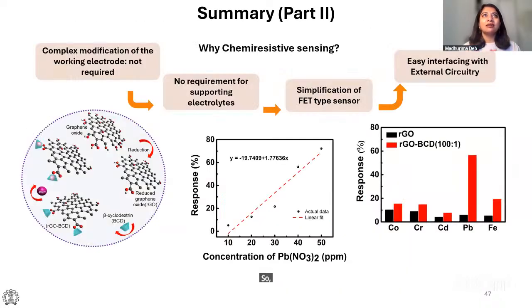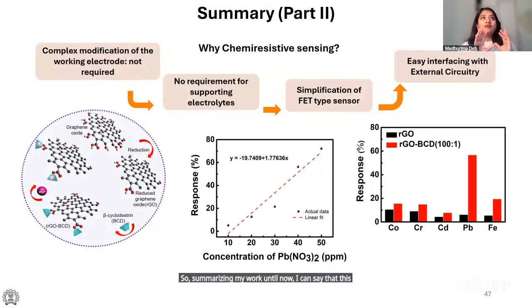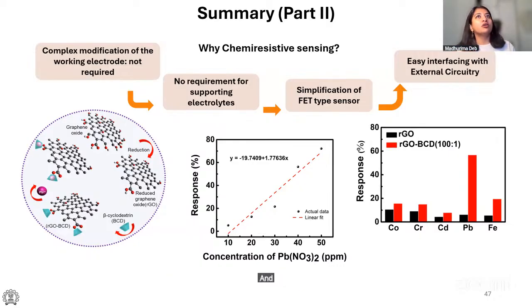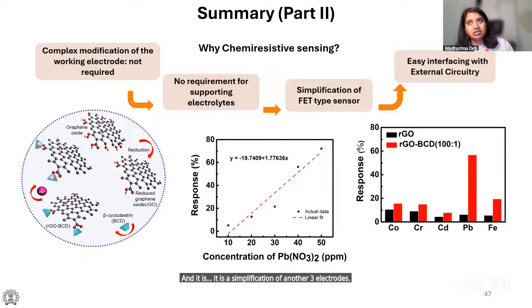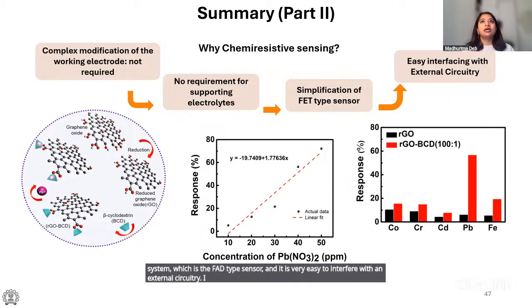So, summarizing my work until now, I can say that this electrode, which is very simply modified with beta cyclodextrin, is far simpler than the electrochemical modification, and that's why I used chemiresistive sensing. And here we do not need the supporting electrolytes, and it is a simplification of another three electrode system, which is the FET type sensor, and it is very easy to interface with an external circuitry. I will come to that point now.